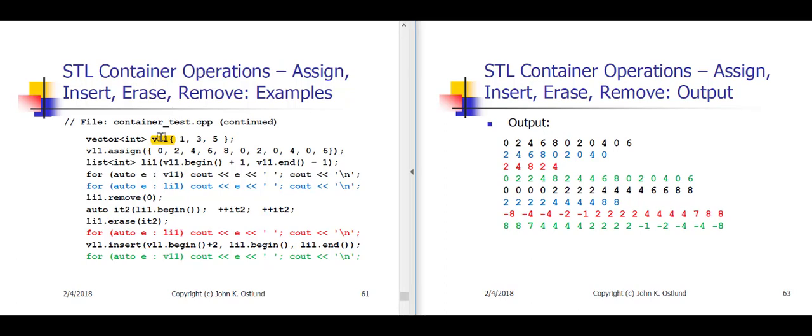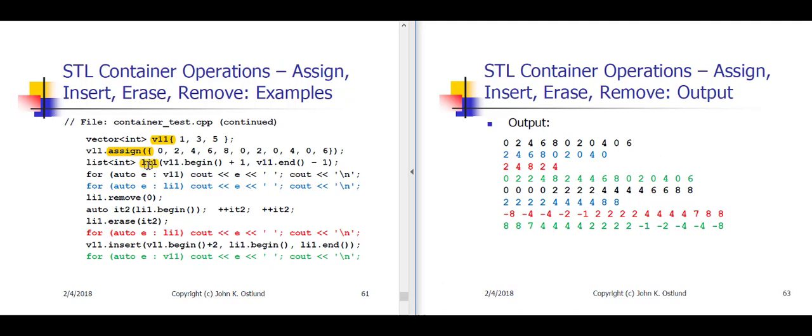Here we have a vector of int v11 initialized with 135, and then in place of the original contents of v11, I'm going to assign new contents. Notice that this version of assign takes an initialization list, that is, a sequence of values contained in curly braces and separated with commas. So after this assign, v11 will contain that sequence of 11 int values.